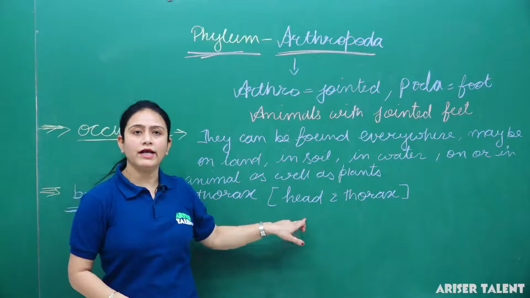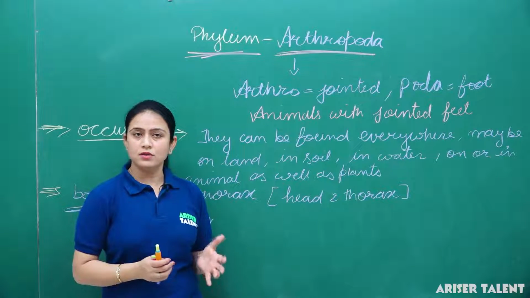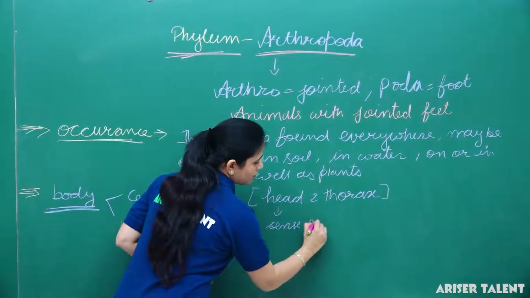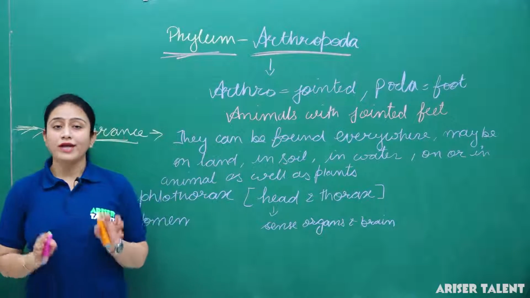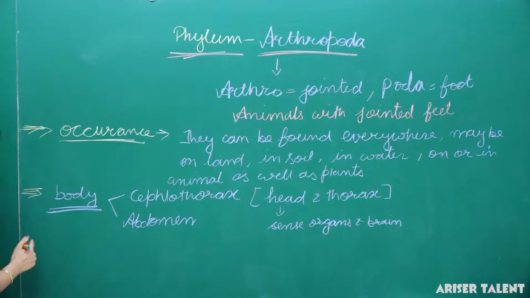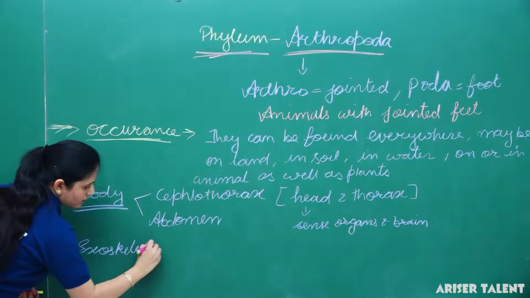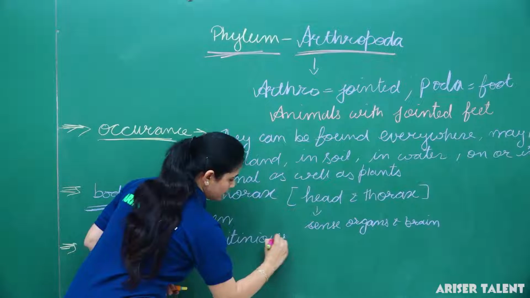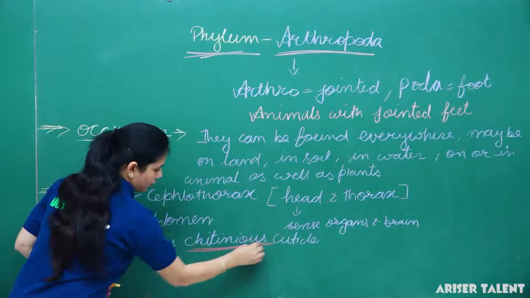Clear? Now, if we talk about the head, it is the anterior part of the body, and it is made by the fusion of segments. It contains all the sense organs and brain. Now, if we talk about the exoskeleton, then the exoskeleton is a chitinous cuticle.